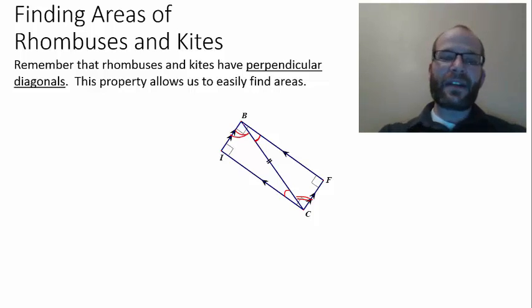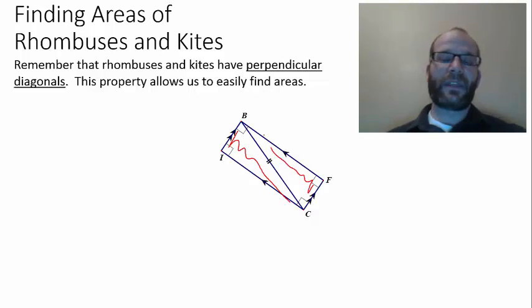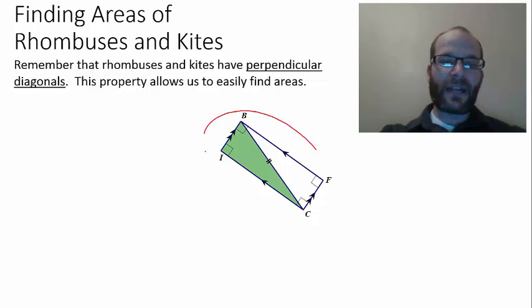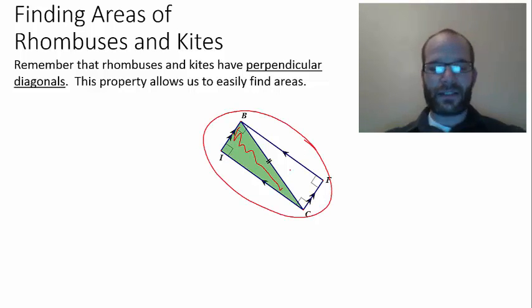That means that the area of triangle BCI is exactly the same as that of triangle CFB. They have exactly the same areas, which means triangle BCI has exactly half the area of rectangle BFCI. In other words, if we can calculate the area of this rectangle, we could divide by 2 in order to know the area of this triangle.